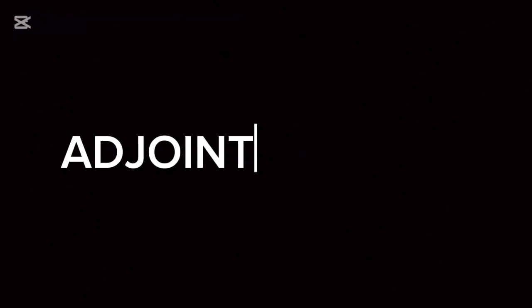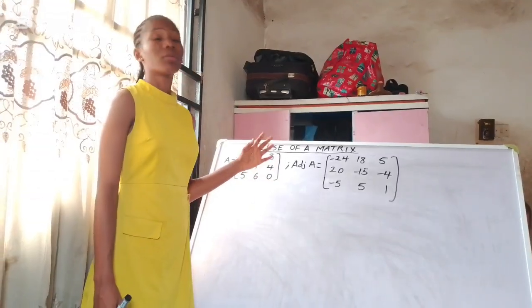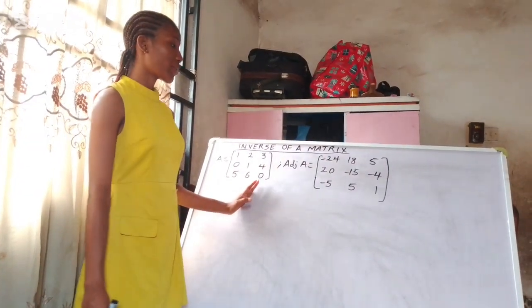So let's start off with the 2 by 2 matrix. Alright, so let's move over to how to find the inverse of a 3 by 3 matrix.